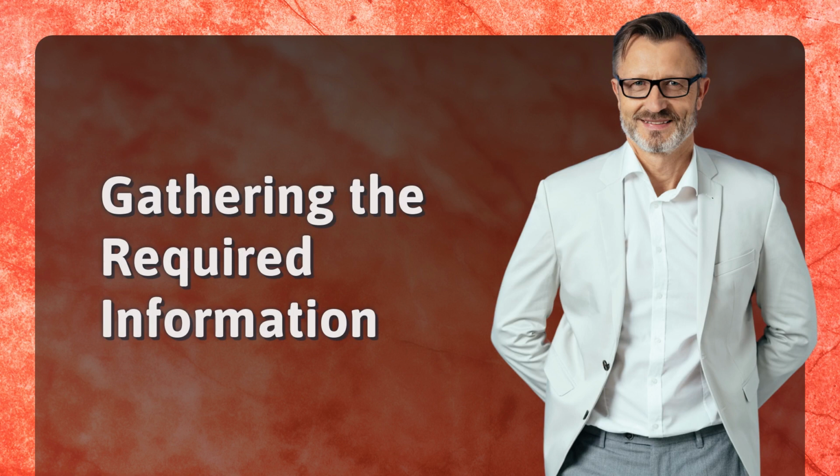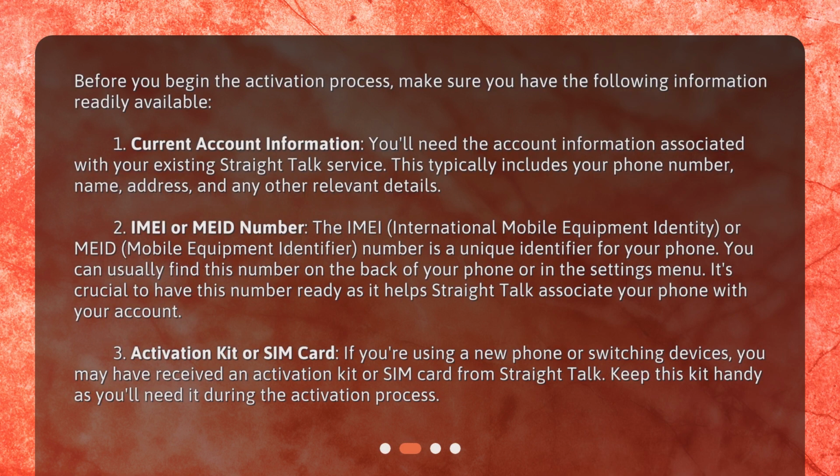Gathering the required information. Before you begin the activation process, make sure you have the following information readily available. 1. Current account information. You'll need the account information associated with your existing Straight Talk service. This typically includes your phone number, name, address, and any other relevant details.